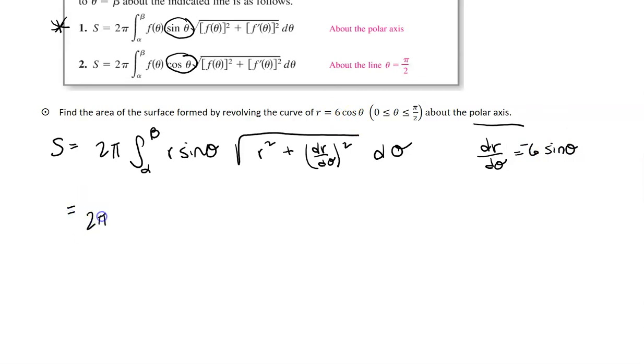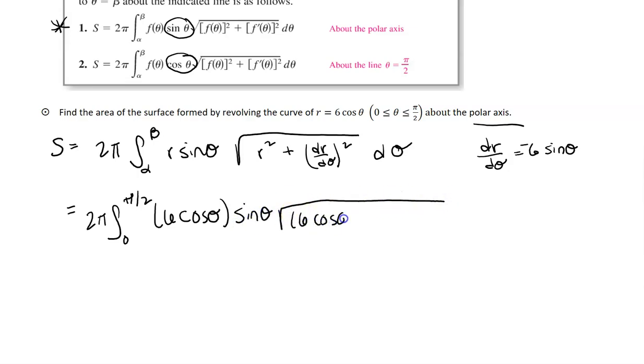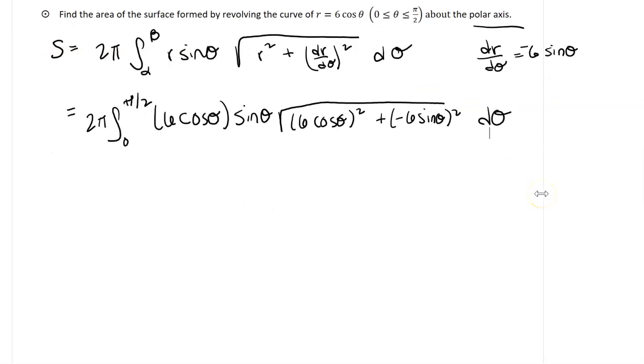So this will be 2 pi times the integral from 0 to pi over 2 of 6 cosine of theta sine of theta times the square root of 6 cosine of theta squared plus negative 6 sine of theta squared d theta. Now before you look at this and go, oh no, what am I going to do? This is actually pretty good. We're in a good position here because I can go ahead and bring the 6 out if I want, or I can wait a minute. It doesn't really matter.